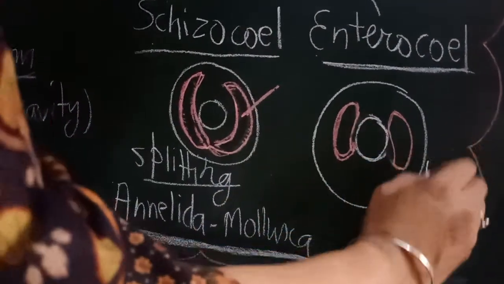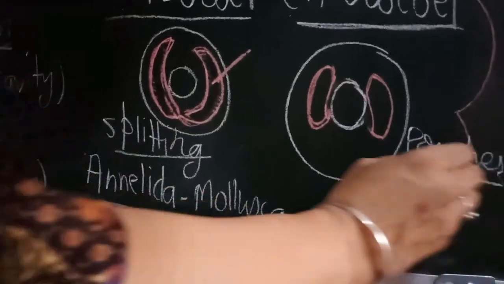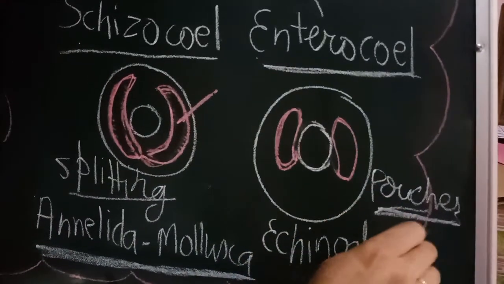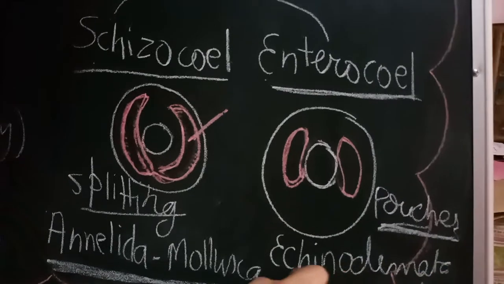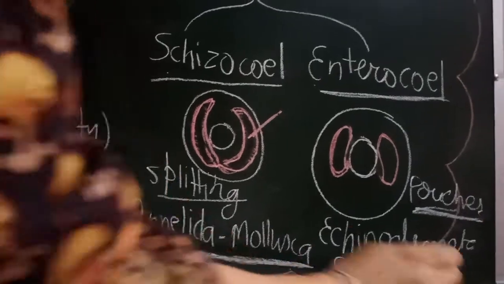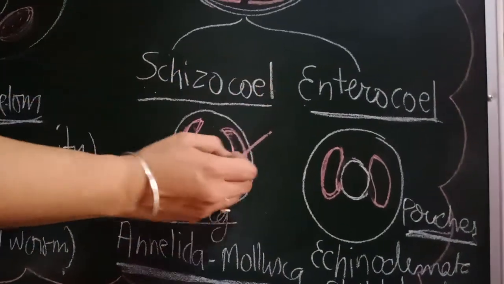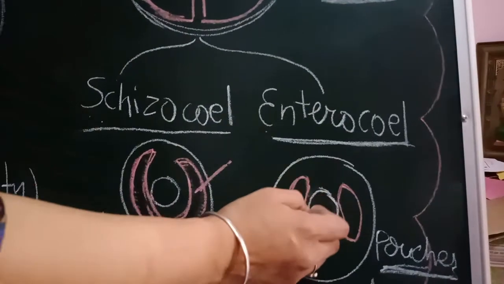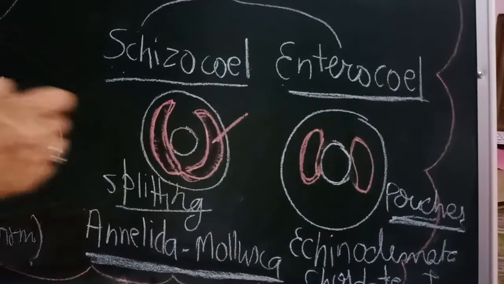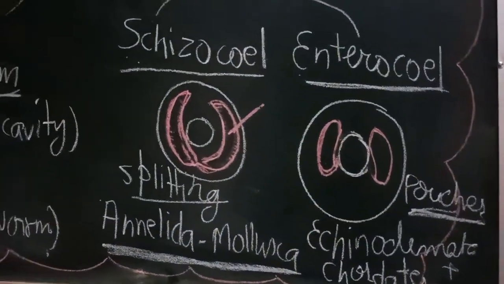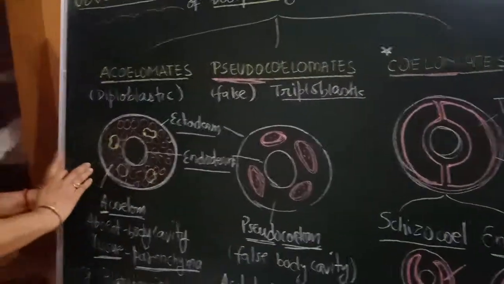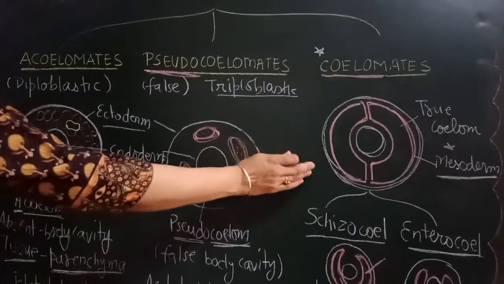Appearance is from pouches. This is seen from echinoderms, starfish, plus all chordates. All chordates show this type of mode of development. Schizocele, splitting of mesoderm. Enterocele, from internal, that is the endoderm, mesodermal pouch pinched off and gives the form of the coelom. So this is the concept of the coelom in the case of the animals. First is acoelomates, pseudocoelomates and coelomates.